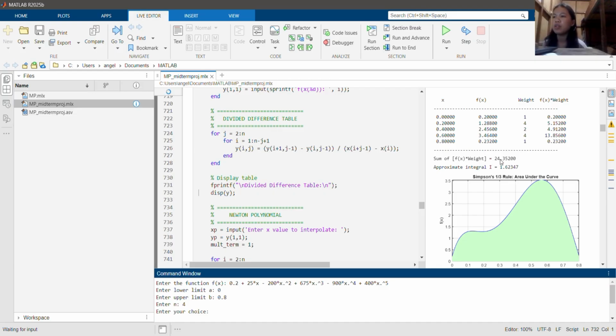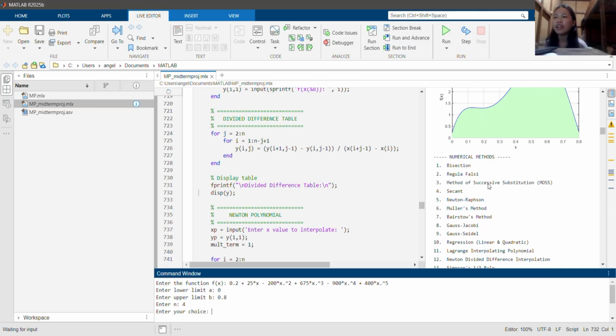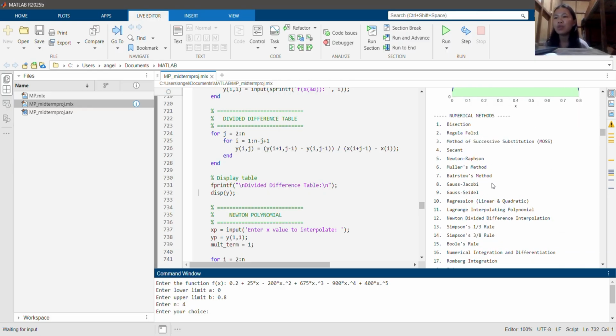Here's the table. The sum of f of x is equal to 24.35200, and the approximate integral I is equal to 1.62347. And here is our Simpson's 1/3 rule area under the curve.